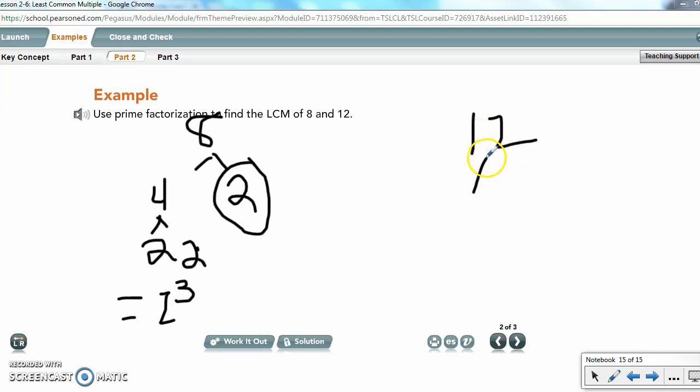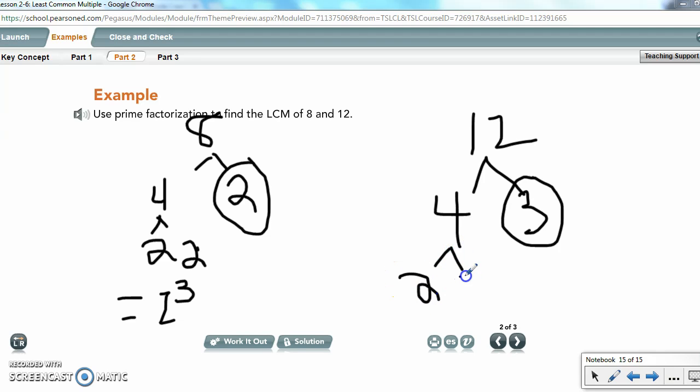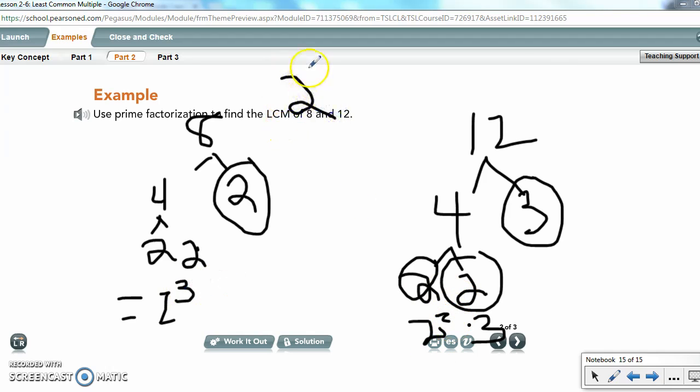What about 12? Two numbers that I can pull out of 12 are 4 times 3, where 3 is prime. What can come out of 4? 2 times 2, okay? So that means, what's my prime factorization here? Well, I have 2 squared times 3. So here you need to represent each number. Now, which is bigger, 2 to the third power or 2 squared? 2 to the third power is going to be bigger. So go ahead and write that.